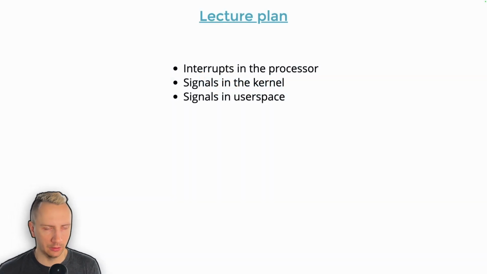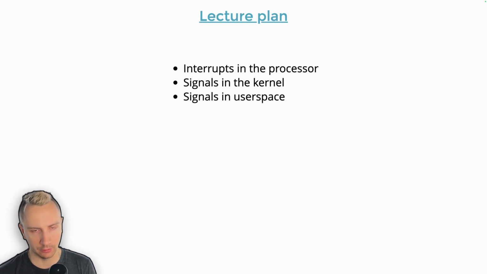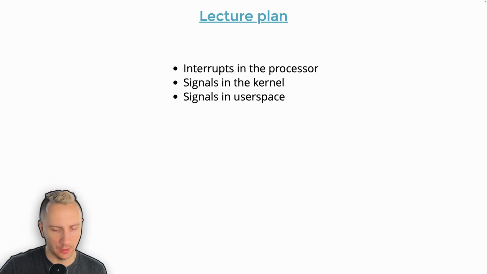Today we will follow this plan. We will look at the interrupts on the CPU, how they are working, what they are. Then we look at how they are being handled in the kernel, how they turn into signals in the kernel, at least some of them, and then how to work with signals in user space.